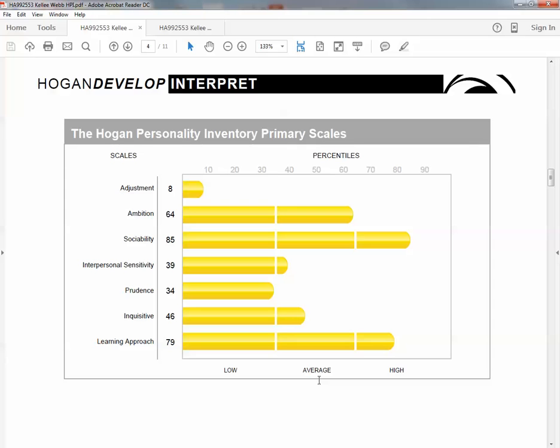Interpersonal sensitivity has to do with how direct you are in your communication with other people. High scores tend to be very warm and sociable. Low scores tend to be much more independent and much more direct. And again, someone who scores in the middle tends to work well with people on both ends of that spectrum.